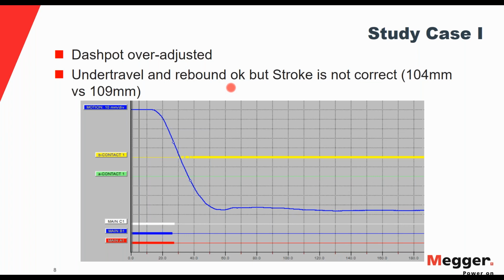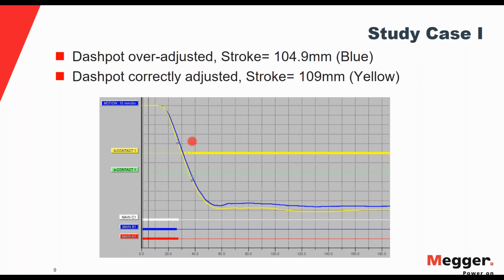So doing only a timing test will not give you this information about the dashboard. Even with this over adjusting, they readjusted again, and the comparison between the two values, the blue and yellow one, is shown here, where the stroke has reached its nominal value again. Now, in all these tests, the trip times are still the same. It didn't change at all. So this is something to note about a motion test.